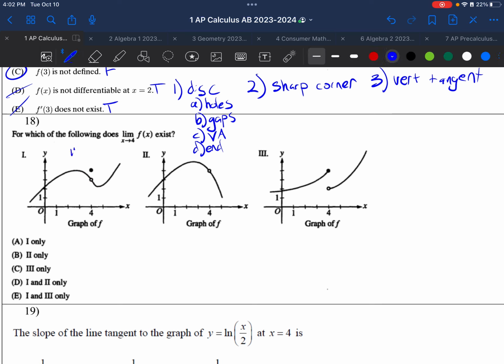So go ahead and write a smiley face. It does exist there. As I approach from the right and from the left, they seem to be approaching the same height right there. They approach the same height. There's a smiley face for this one.